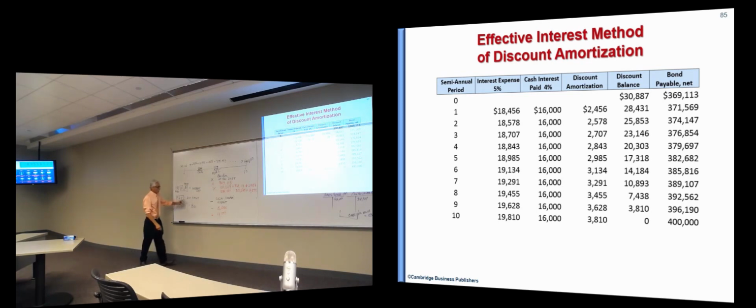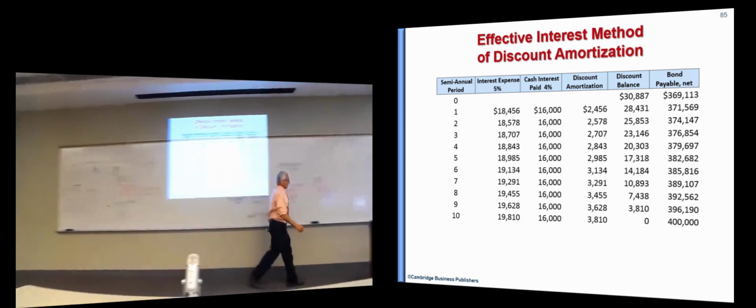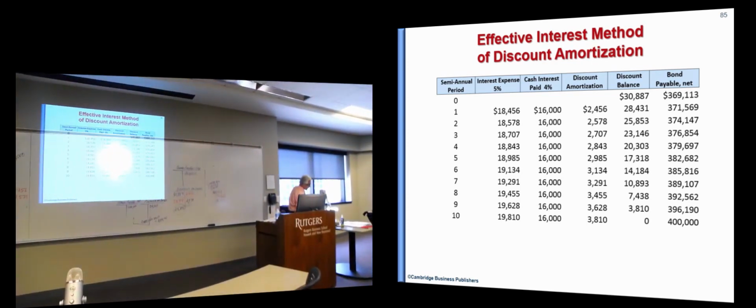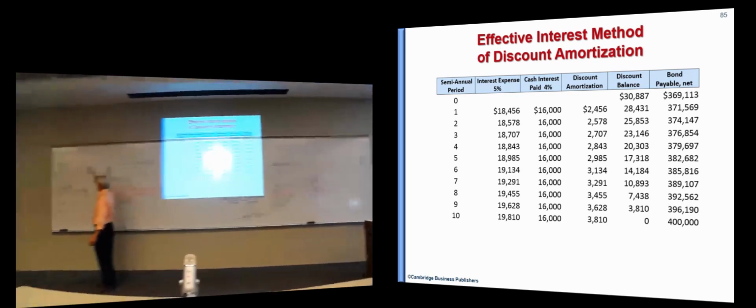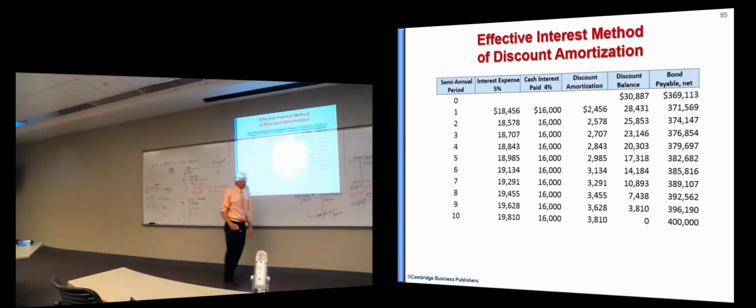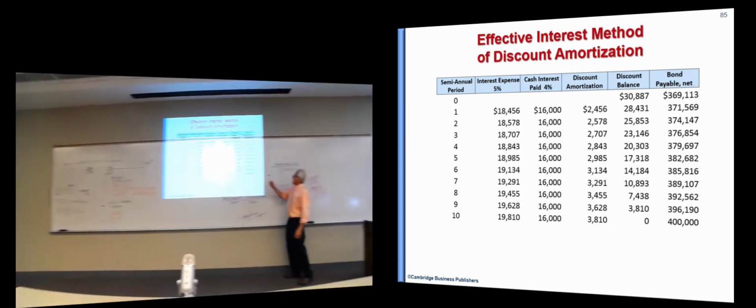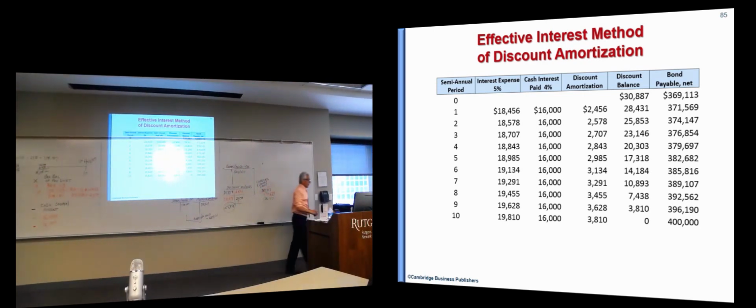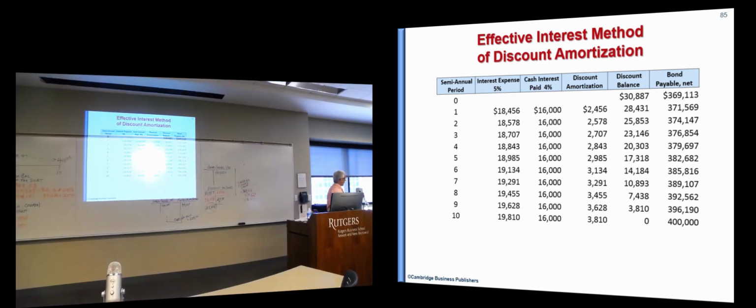Now what I want to know is what's my discount amortization. There's a key right here that says X greater than or less than Y. If I hit that, I get the discount amortization of 2,456. And then finally, if I want to get the balance of the debt, which should be 371,569, you see there's an RCL. That means recall. I want to recall the present value. RCL PV, 371,569.